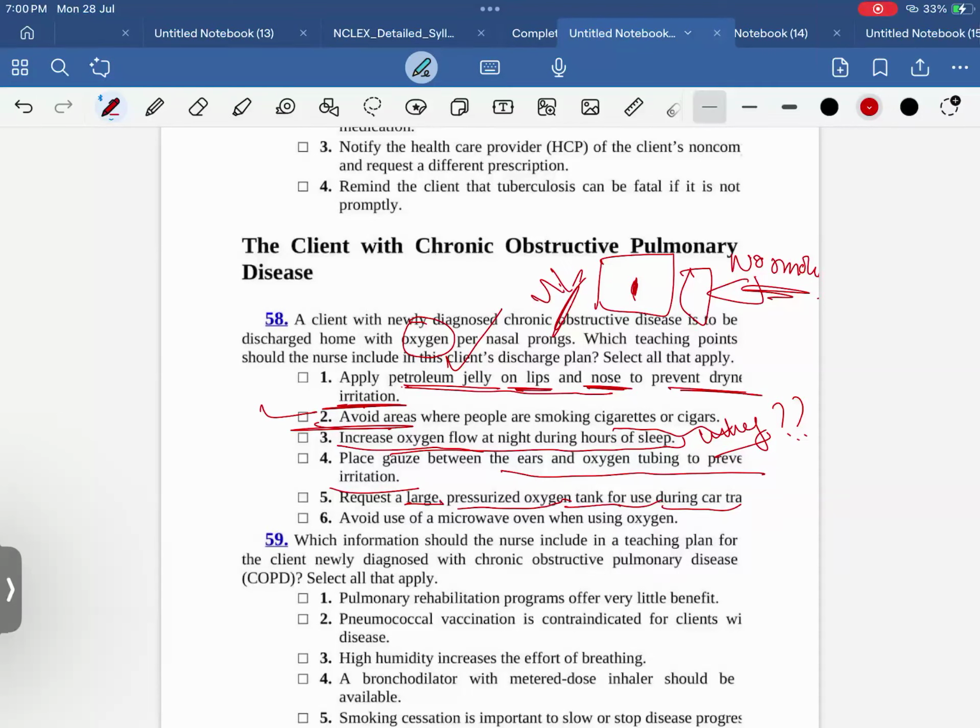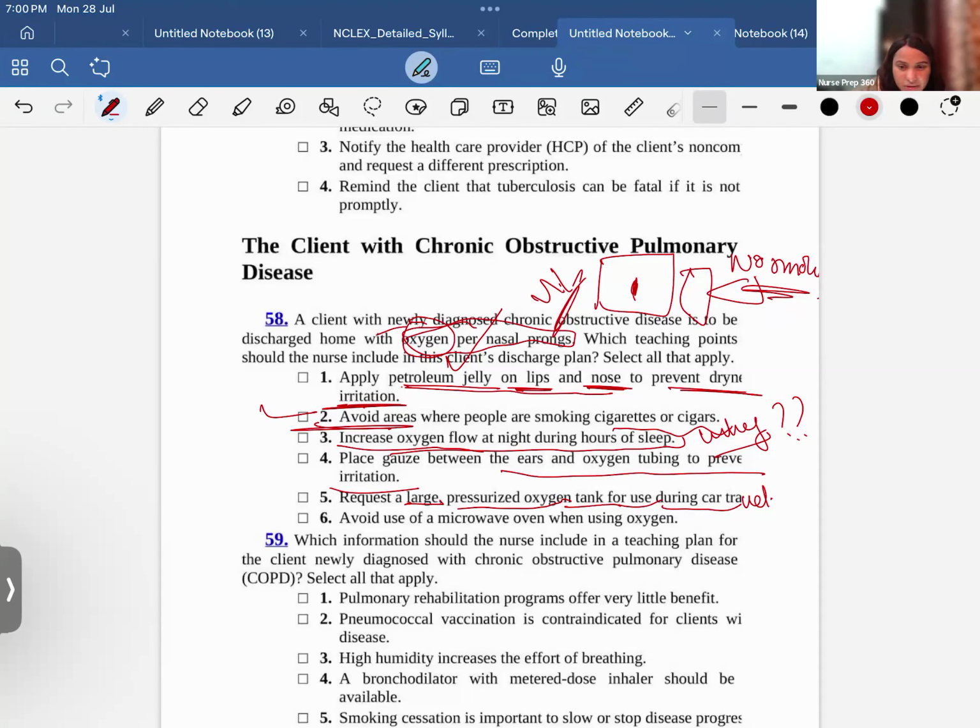No, ma'am. What did you choose? No. Why no? Ma'am, because as you said, oxygen is not a problem here. Okay, listen, a pressurized oxygen tank in a car is not safe. If the patient is discharged home with oxygen per nasal prong, then you have to give oxygen per nasal prong.